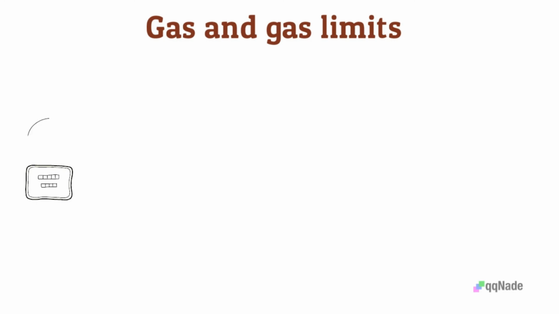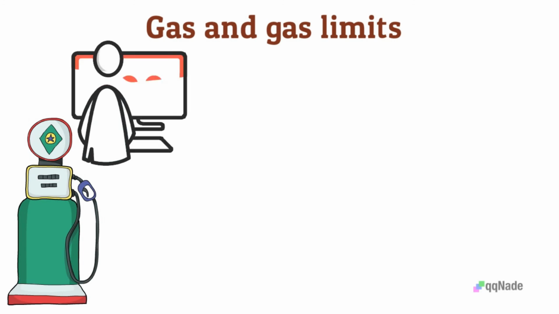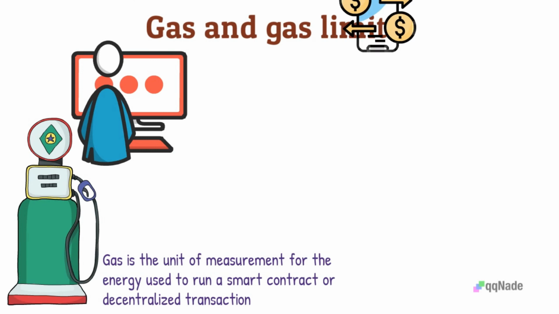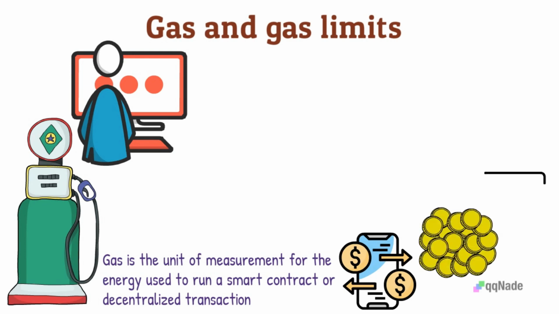The gas fee is the amount you pay when trading Ether. It exists to separate the computational cost from the value of the token, and to ensure a stable method of payment. Gas is the unit of measurement for the energy used to run a smart contract or decentralized transaction. The amount is driven by supply and demand and the complexity of the transaction to be executed. For instance, if you're just sending tokens to a friend's wallet, you won't pay as much as if you're buying a non-fungible token, because the latter is much more complex.